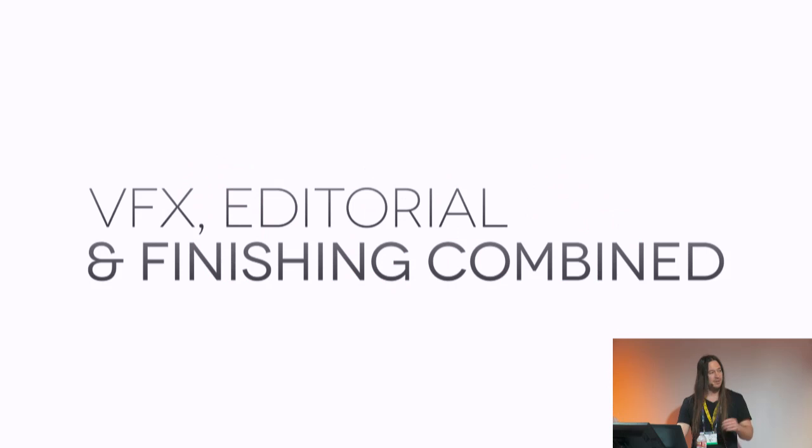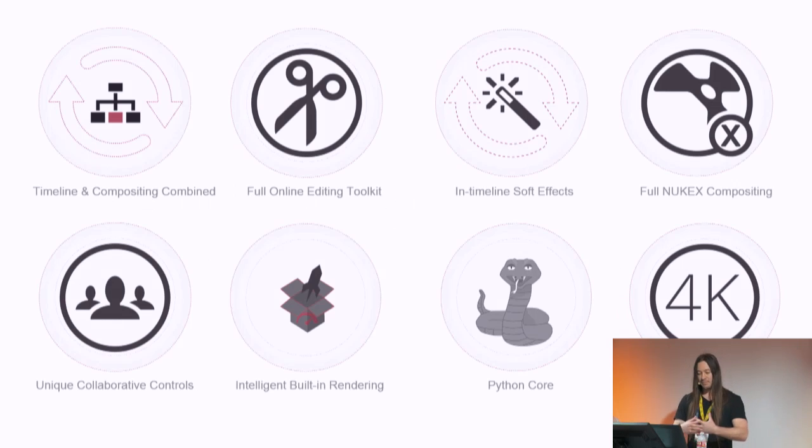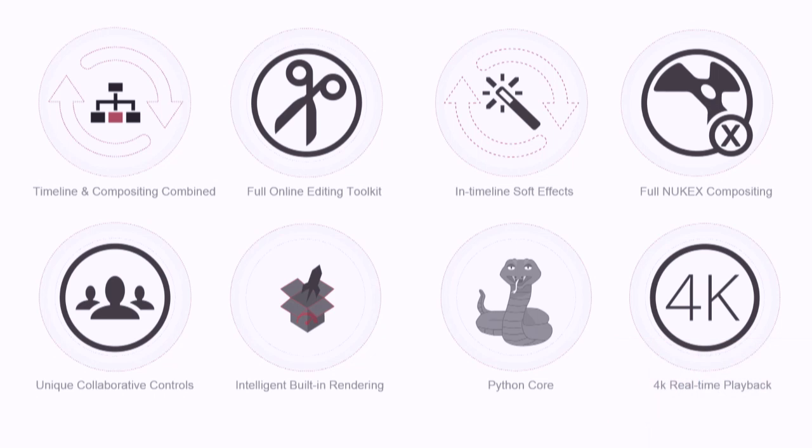Let's have a look at some of the highlights that we have in Nuke Studio to begin with. We have a timeline and compositing environment combined together. We have a full online editorial toolkit. We have in-timeline soft effects, making real-time changes on the fly. We have a full NUKEX compositing toolset, all available for you to use. We have unique collaborative controls, intelligent built-in rendering, Python core, so you can customize as much as you want. And last but not least, 4K real-time playback on Mac, Windows, and Linux.